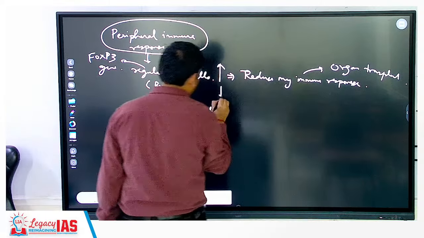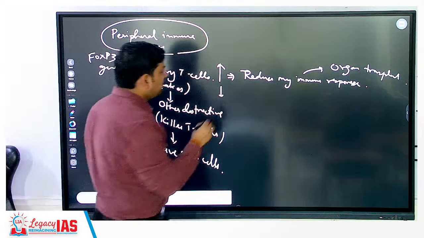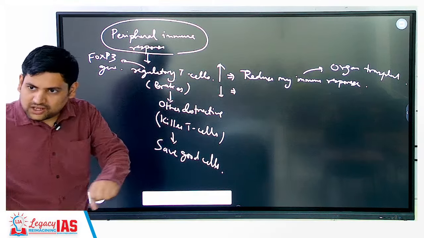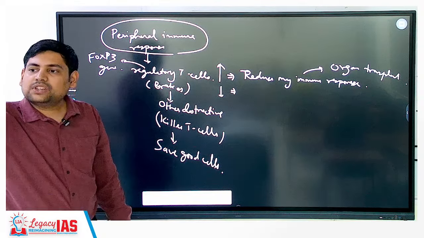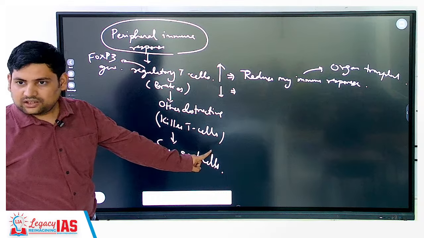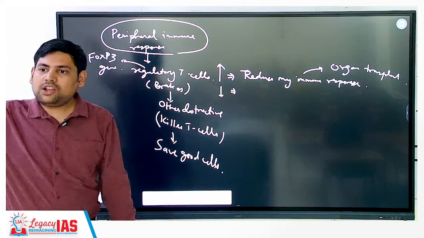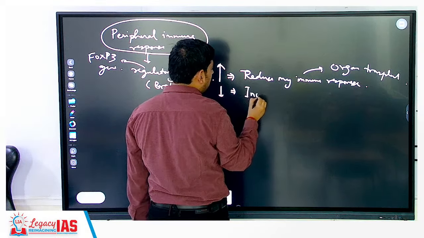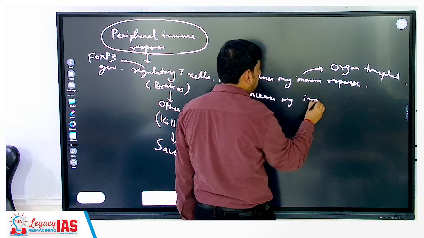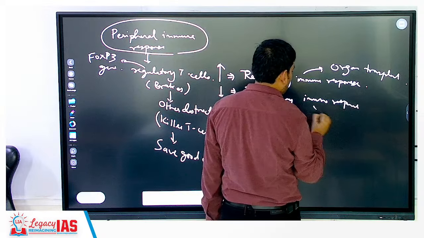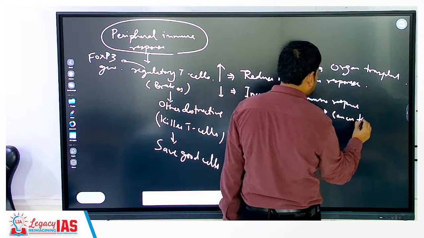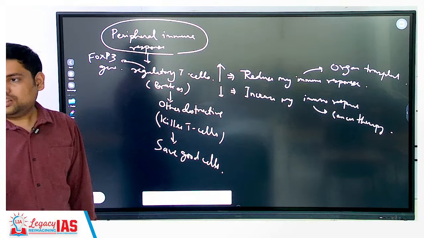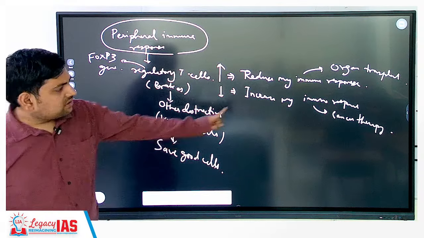The other way is, if I decrease it, then what will happen? If I leave the brake, then my vehicle can go very fast, and this is an attack vehicle. This is like a tank. So what will it do? It will destroy all the infected cells. That is, this will increase my immune response, and this can be used in cancer therapy. Correct? Because in cancer therapy, you have to destroy your own cells, the infected ones. So this can be done.